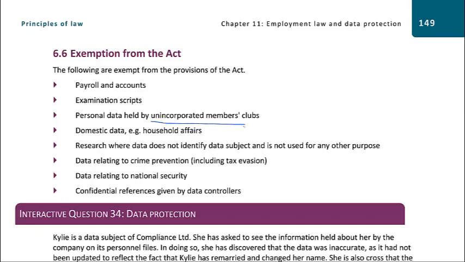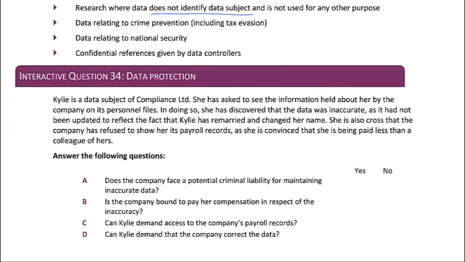Unincorporated members clubs. Again, slightly odd, but you don't have a right to see that. And domestic data, you wouldn't really want to, would you? But household spreadsheets, collecting shopping bills, things like that, you don't have a right to see that. Research, but only if it doesn't identify you as a data subject and it's being used just for the purpose for which it was gathered. Crime prevention data related to national security, you'd expect that really, wouldn't you? And also confidential references, you don't have a right to see those.